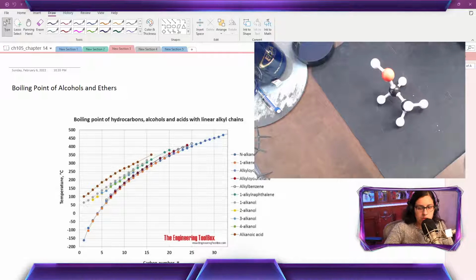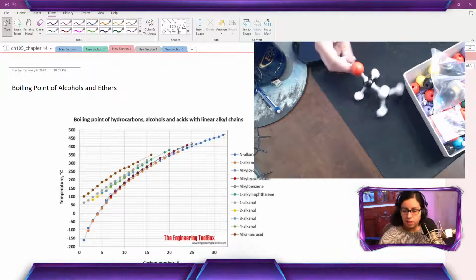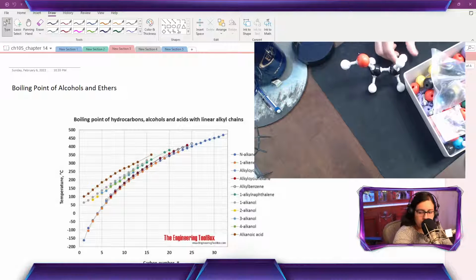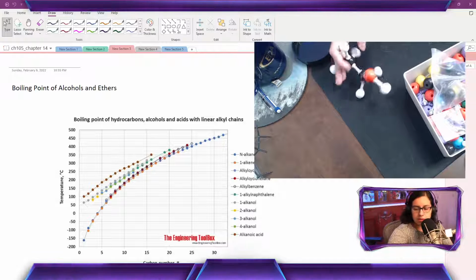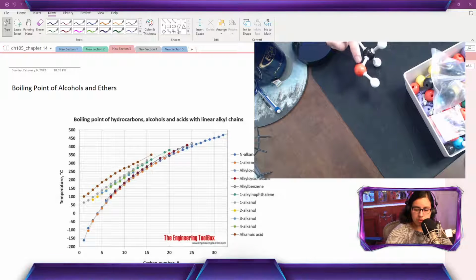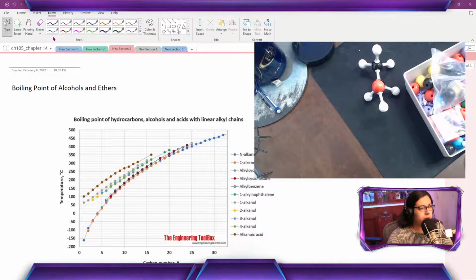All right, so there's our molecule. What I want to show you is the geometry. Notice at our oxygen there, of course, we're going to have this bent geometry.